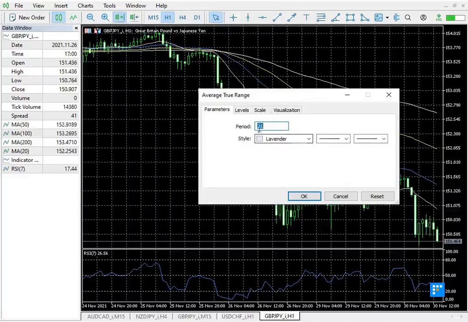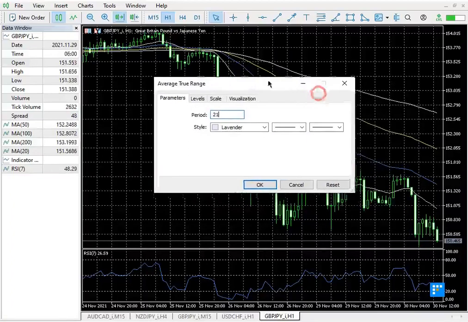Are you getting it? Notice in RSI we used 7 as the period. For the moving averages, here we use 20, here we use 50, here we use 100, here we use 200. So the period changes. For ATR, you can also use any number. I don't have any specific number I use. I like to use 21. Sometimes I use 14. It depends.